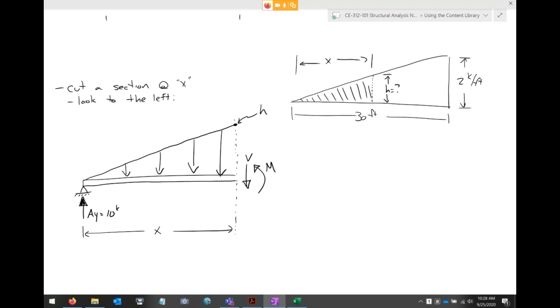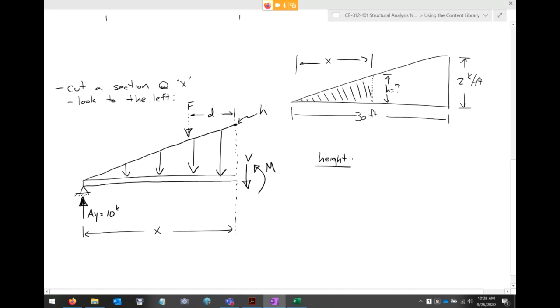Good deal. The reason we need this height is because ultimately, like I said, I want to determine a force and I want to determine this moment arm D right here. I want to determine this D value. Now let's start off with the height.